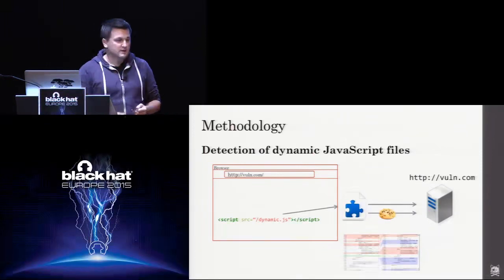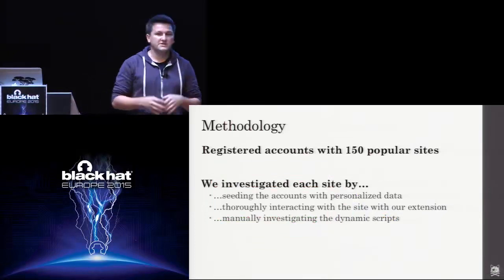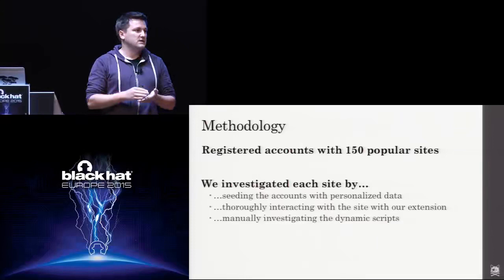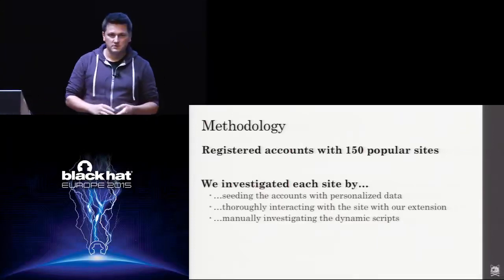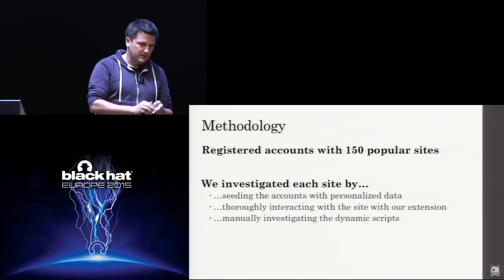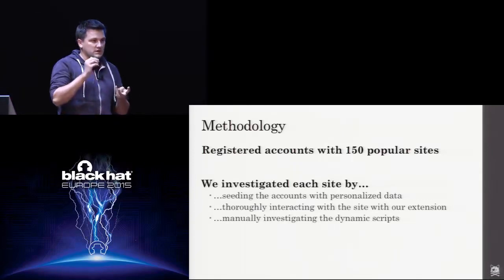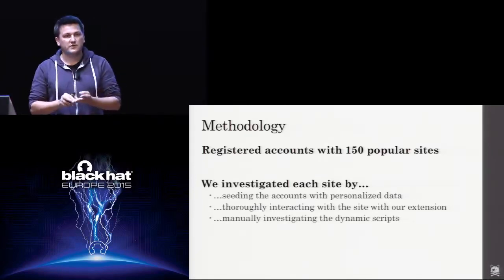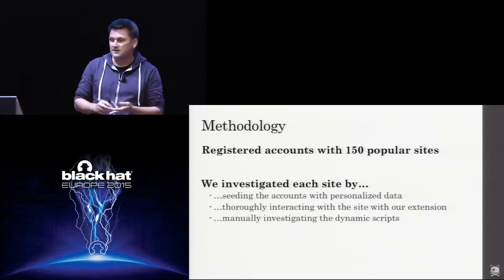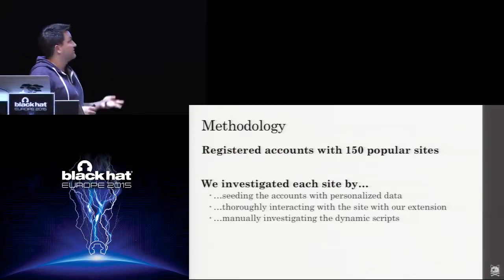What we did then is we went to the Alexa top 500 websites and we registered accounts for the first 150 sites that allowed us to register accounts. They had to have a registration form. It had to be possible to register free of charge without paying money, and the registration also had to be possible for us. Some sites required social security numbers of countries that we weren't able to get, so we just registered to those sites that didn't require that.